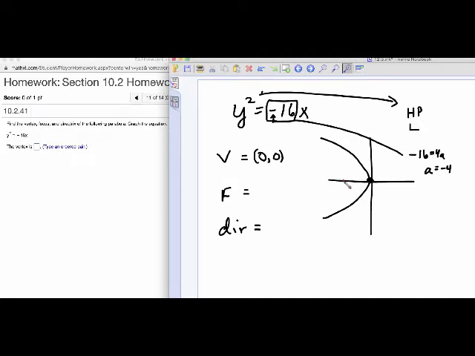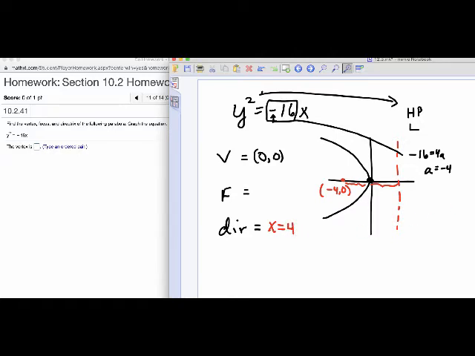The focus is inside the parabola at a distance of 4 steps away. So my focus is negative 4, 0. My directrix is this line back here that is a distance this way of 4 units, which gives me the line x equals 4. And be sure you type in x equals 4, not just 4.